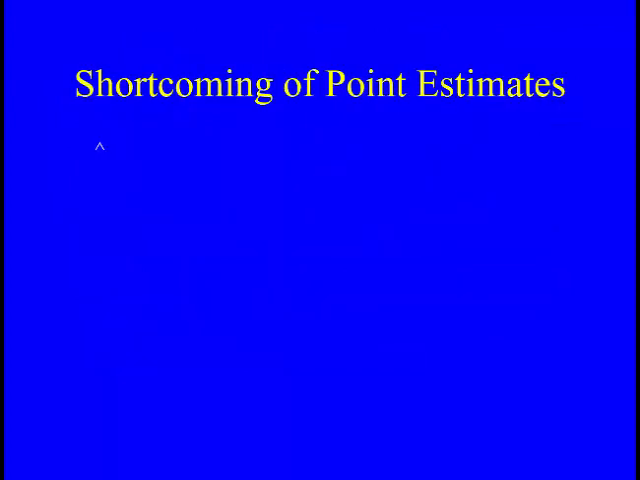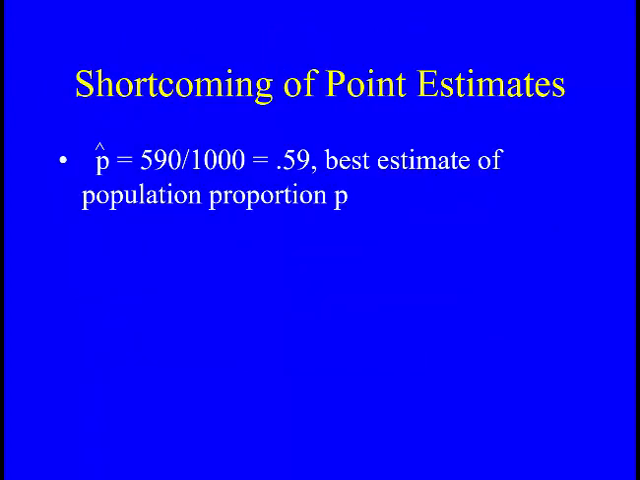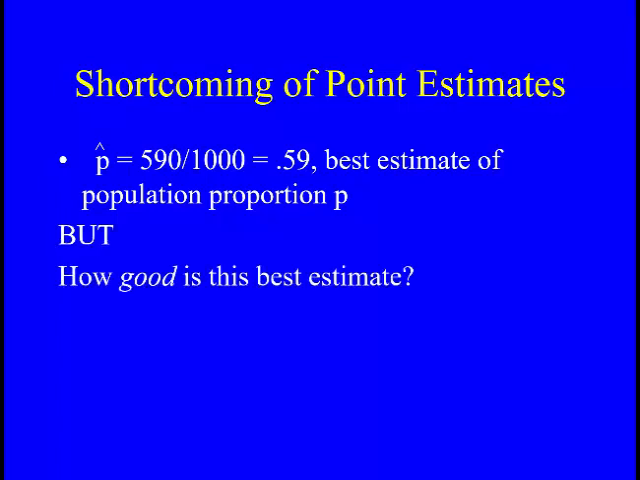Here are the shortcomings I was hinting at. p hat, which is 590 divided by 1,000, or 0.59, is the best estimate for the population proportion p. But how good is this best estimate? Is it the real actual value? There's no way to measure the reliability of this. From just the single value, there's no way to know how close it is to the real one, or what the real value is.